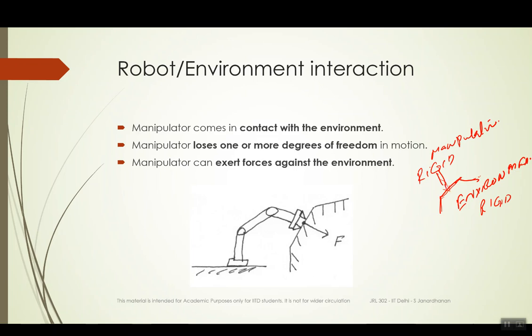So when this contact happens, the manipulator can no longer move in this particular direction. Okay, so it loses 1 degree of freedom. However, it can now exert a force on the environment, against the environment. Earlier, the manipulator exerting a force was not taken into consideration at all.